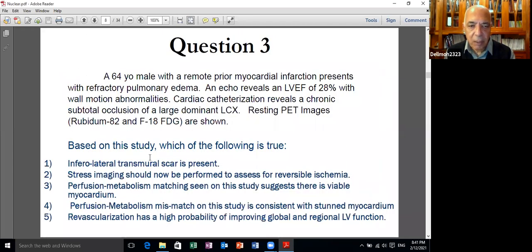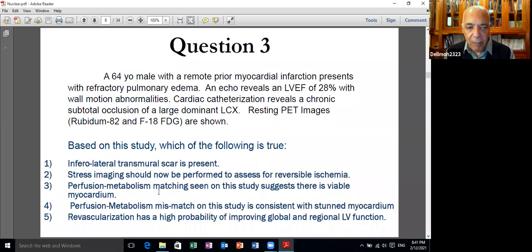Based on this study, which of the following is true? Infralateral transmural scar is present? Obviously no, because the metabolism was intact. In the scar, there is no metabolism. Stress imaging should now be performed to assess reversible ischemia? We don't need that because we know from the perfusion that there is ischemia.